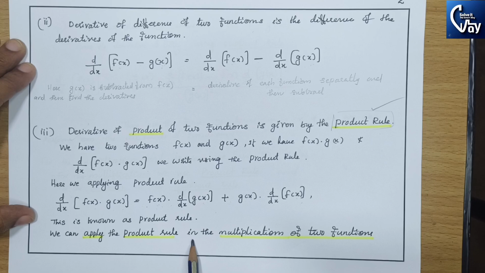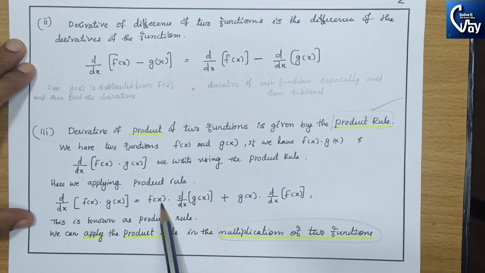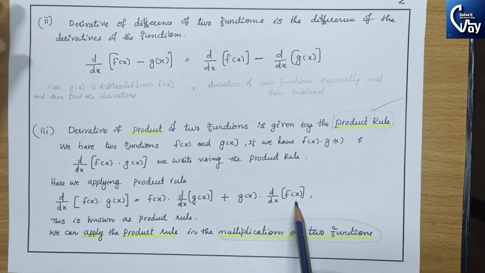We can apply the product rule in multiplication of two functions. What is the product rule? The derivative of the product of two functions is equal to the first function into the derivative of the second function plus the second function into the derivative of the first function. Here f of x is the first function and g of x is the second function. Then d by dx of f of x into g of x equals f of x into the derivative of g of x plus g of x into the derivative of f of x. This we call the product rule.